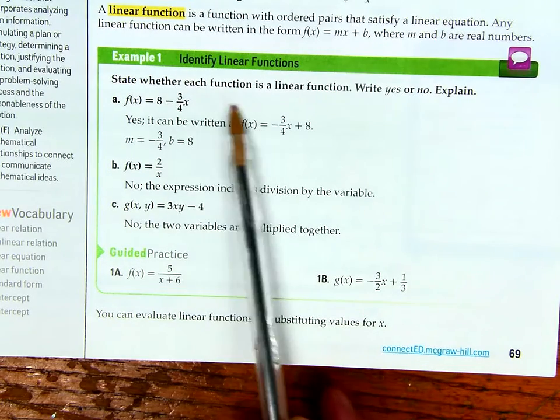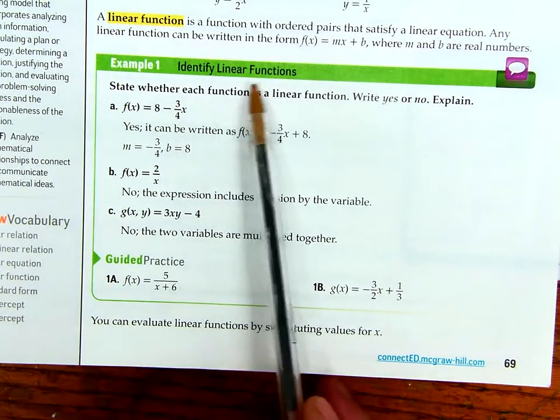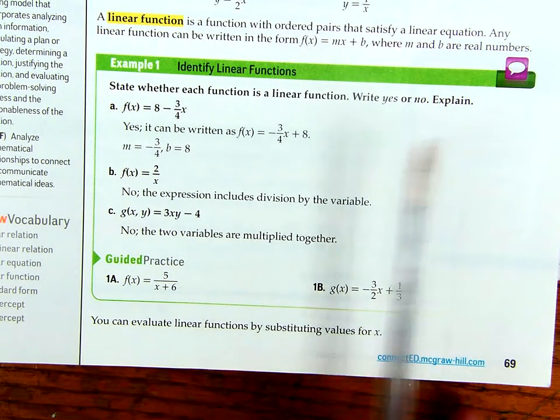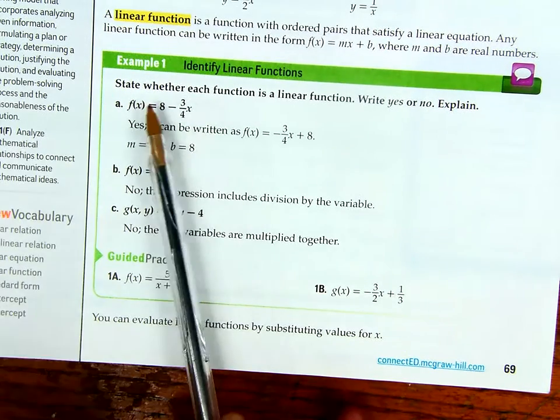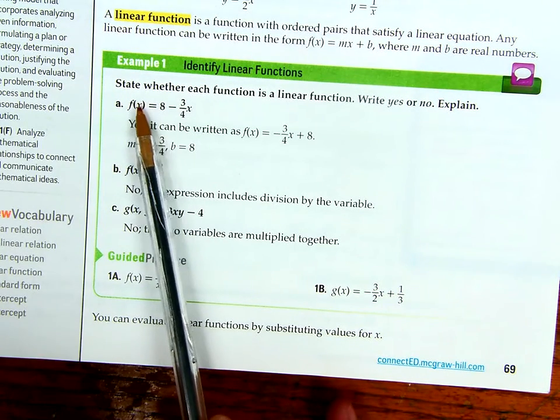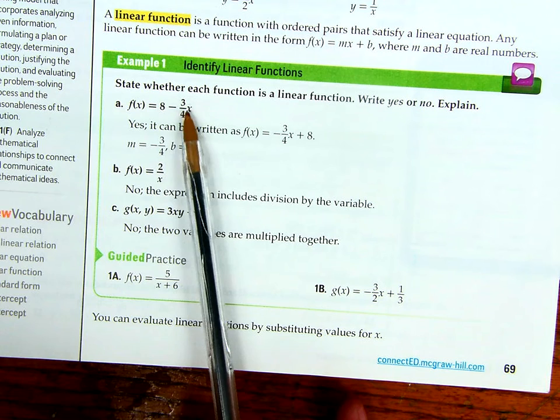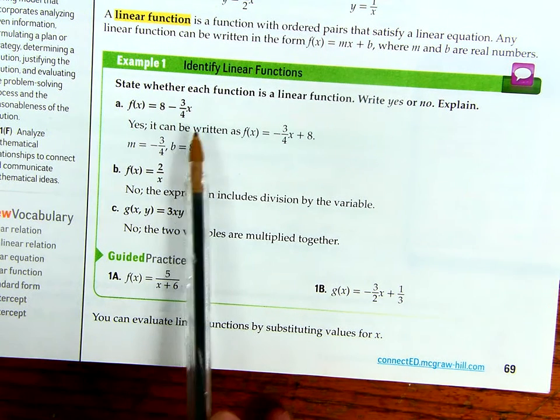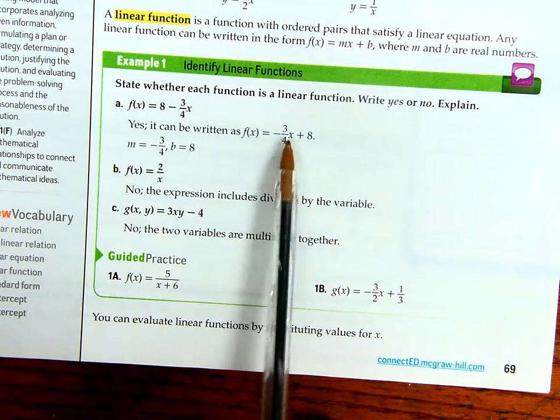So identifying linear functions. State whether each function is a linear function, write yes or no, and explain. A. F of x equals 8 minus 3/4 x. Now could you move everything away from the x through mathematic operations and it be all by itself without a fraction? The answer is yes. It's kind of free floating there. So this is a linear equation.